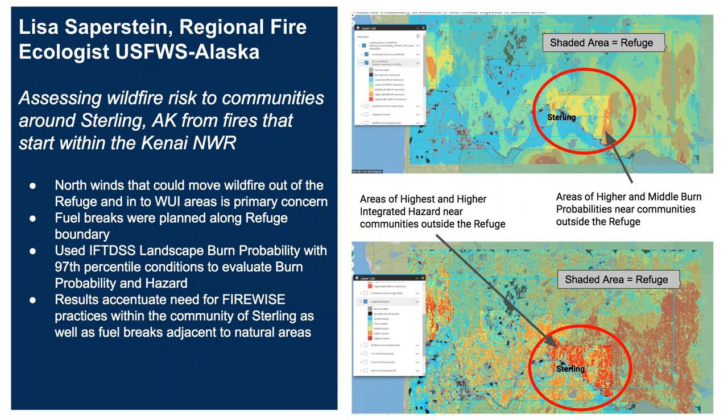Lisa Saberstein up in Alaska has been using IFTDSS for some more of the risk work. This is looking at some of the communities that are adjacent to the refuge system up there that she is very familiar with, and trying to game some things out and look at burn probability relative to those communities. She's trying to use that for some PR work and information sharing with those communities to help get some Firewise plans in place, and looking at using fuel breaks and such. So that's one of the things she's been focusing on up there in Alaska. She's got a few other projects she's been doing too. And I know she's pretty excited about getting some of the new risk assessment tools in her hands. She's been an IFTDSS user for quite a while, so it's been a great test case for us to see how it's evolved for her over the years.